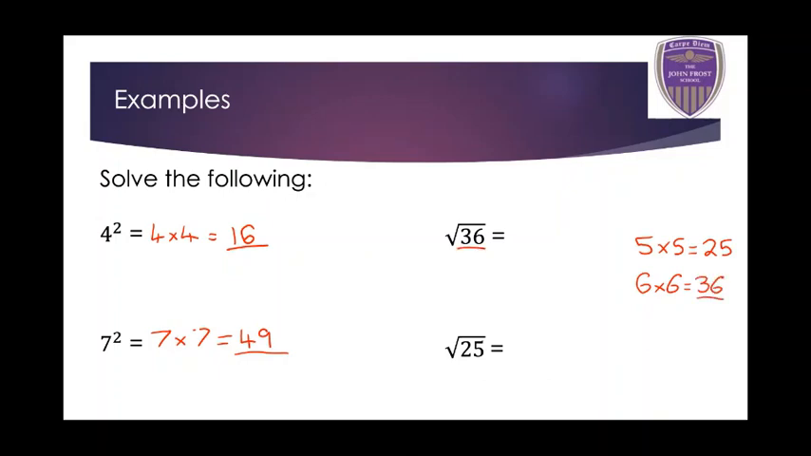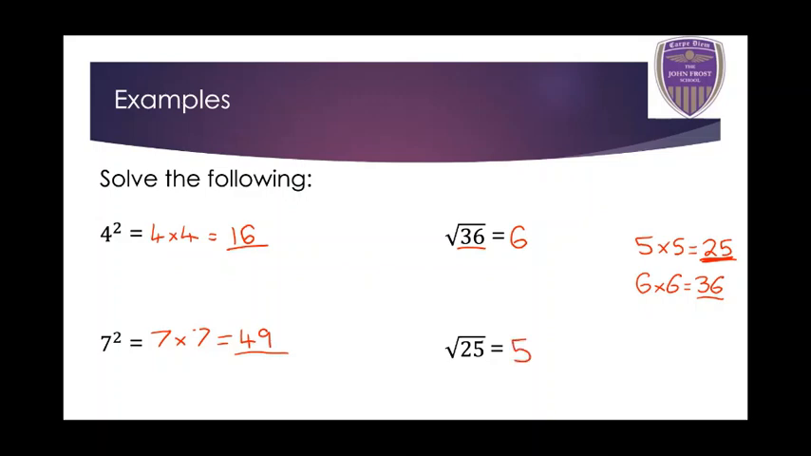We have found a number that when times by itself gives us 36. So I know the square root of 36 is 6. Now what about the second one? I need to find the square root of 25. Well, would you look at that? We already figured out what two numbers multiplied together to get 25, and it's 5. So the square root of 25 is 5.